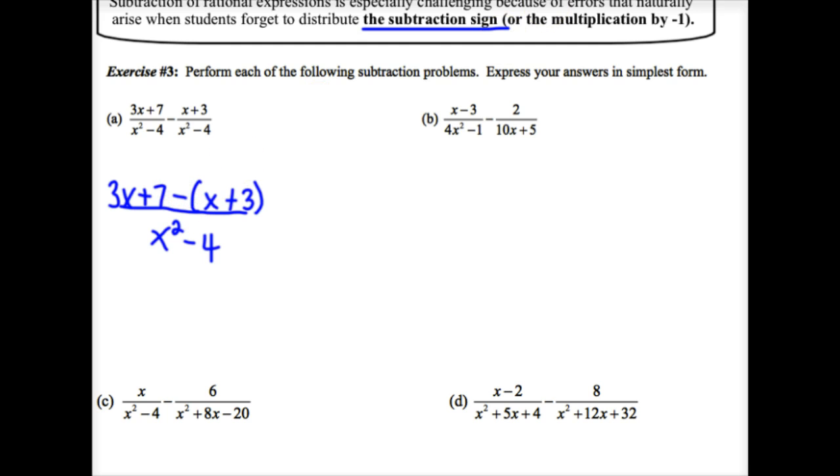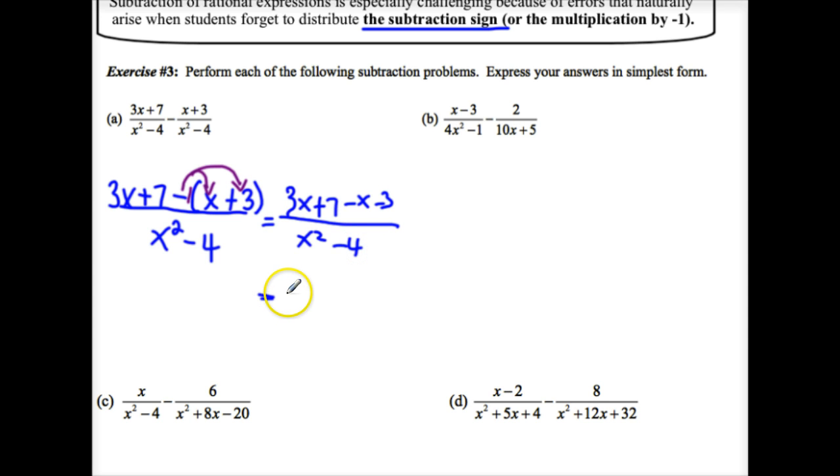Now this is where the error is made. You have to distribute this negative sign. Remember that invisible 1 that's there? We have to distribute that. So this actually becomes 3x plus 7 minus x minus 3 over x squared minus 4.